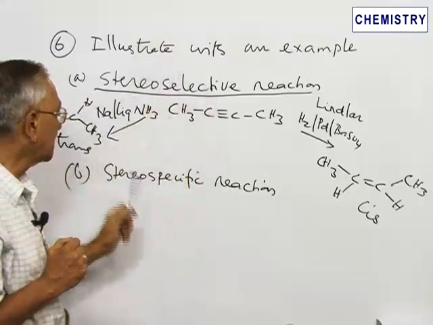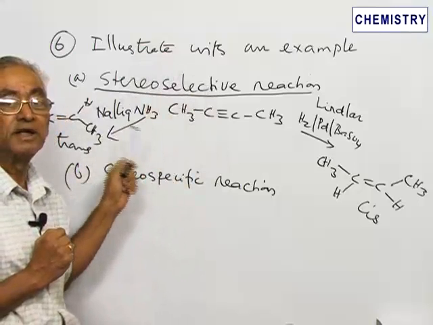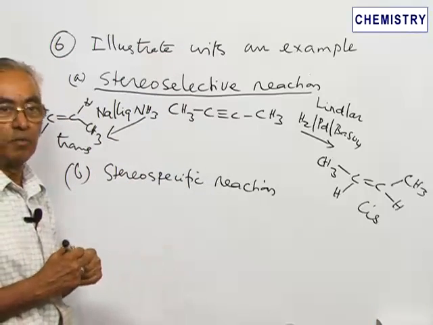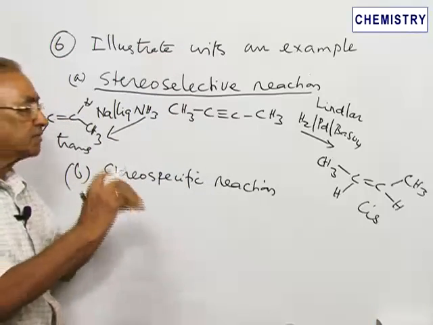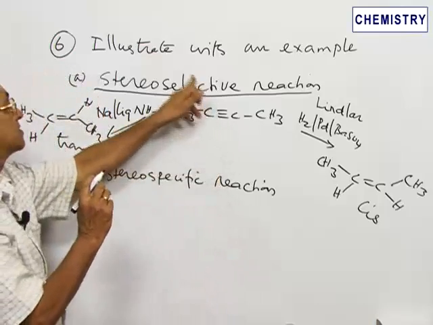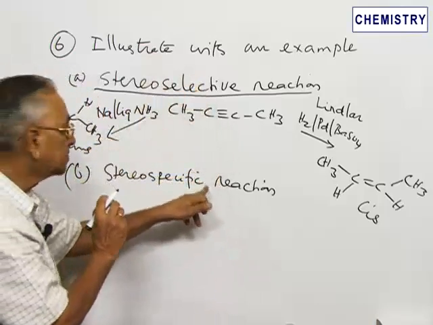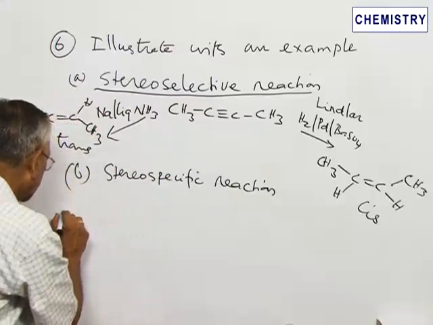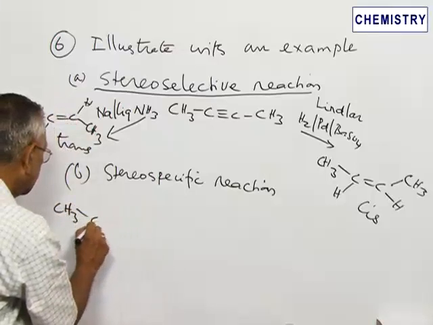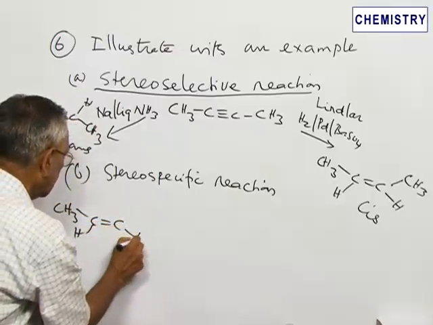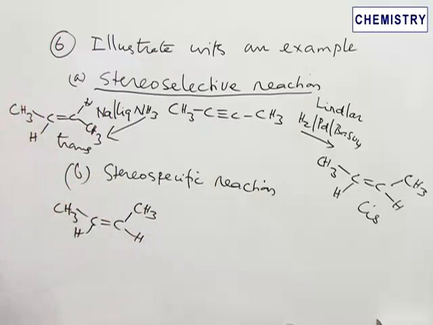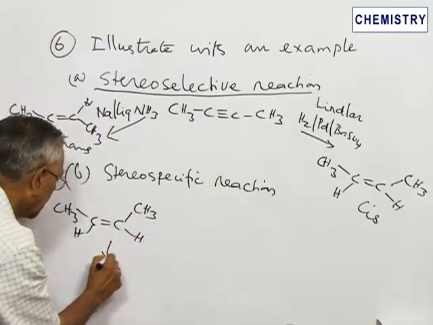Now let us go to the next reaction. What is meant by a stereospecific reaction? A stereospecific reaction is one in which we start with two different starting materials. Here the starting material is common in the case of a stereoselective reaction. In a stereospecific reaction, as for example, you start with cis, this is actually cis-2-butene.